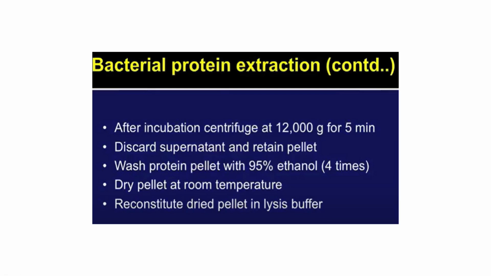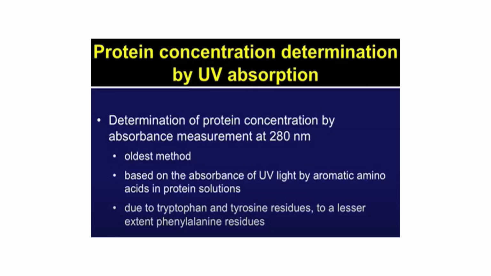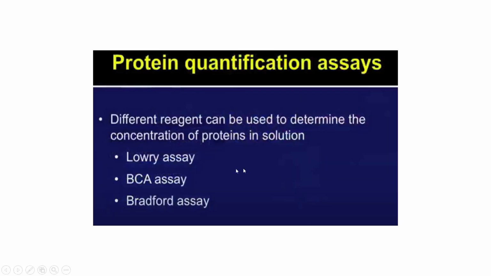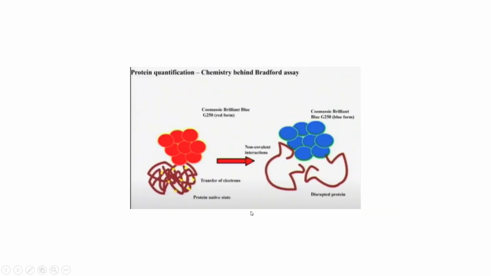Then when you centrifuge, the protein will be pelleted down, and the remaining acetone can be removed. That specific protein can be resuspended in lysis buffer, and that's how you can get the protein out and get rid of DNA and RNA using the trizol method. Then you can estimate the protein using UV absorption at 280 nanometer, or you can do certain assays like the Lowry assay, BSA assay, or Bradford assay.